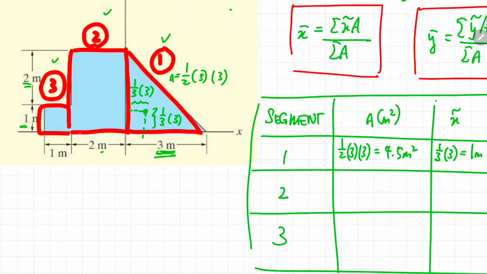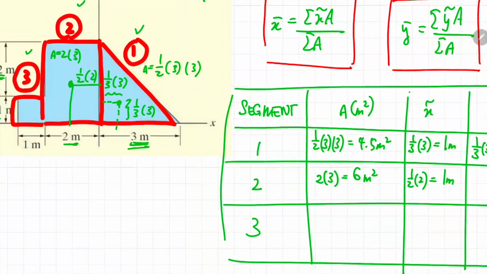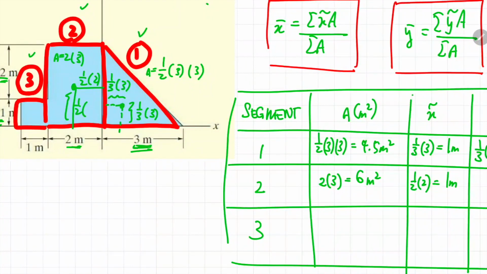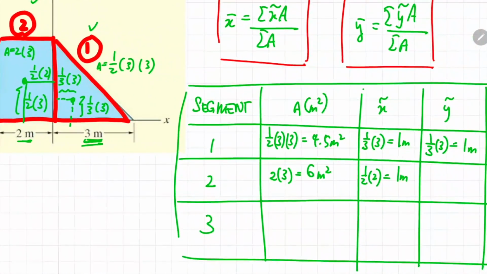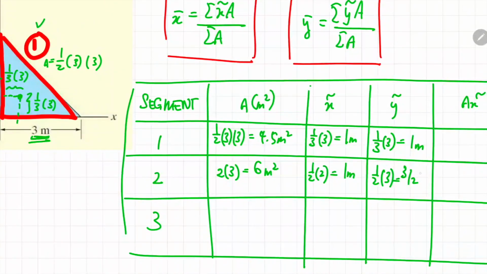Now let's repeat the same process for the second segment. The second segment is a rectangular shape and the area can be easily attained by multiplying the length by the height. The length is 2 meters and the height is 3 meters, so the area of the second segment is 6 meters squared. The position of the centroid will be exactly in the middle of the rectangle. Therefore, the x curve of the centroid along the x direction would be half of 2 meters, which is 1. Accordingly, along the y direction it will be half of its total height, which is half of 3. So the y curve would be 3 over 2. You can just leave the answer like that.